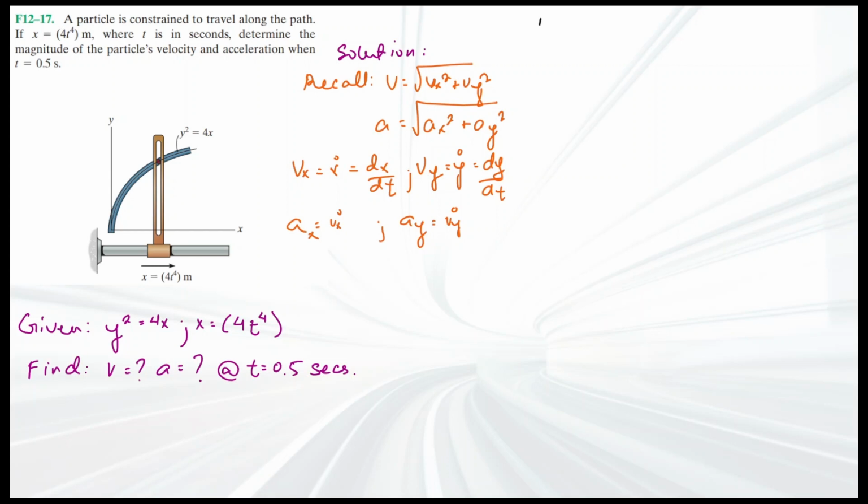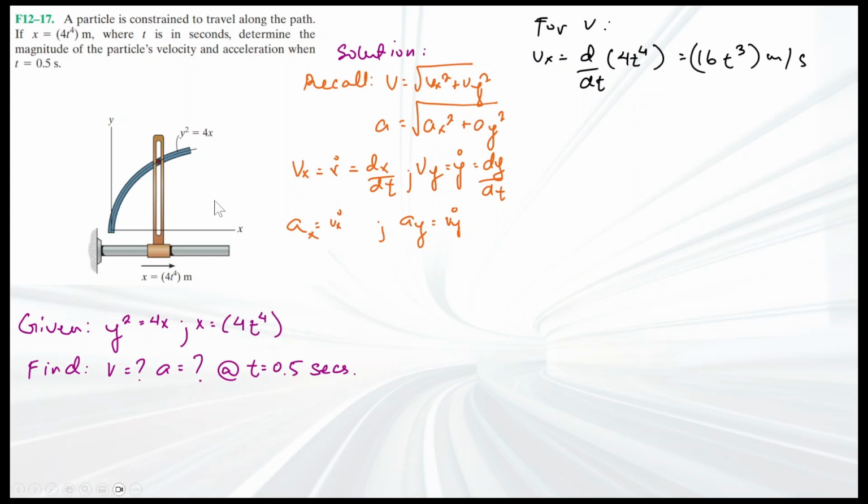So next up, let's start with the velocity first. We already have the equation for x, so that's a lot easier. So let's start with vx. We simply substitute 4t to the fourth here, and we will have the derivative of 4t to the fourth as 16t cubed. There we go, meters per second.